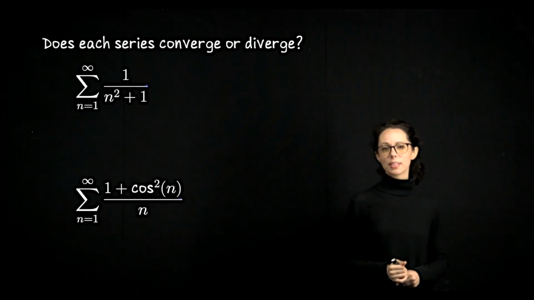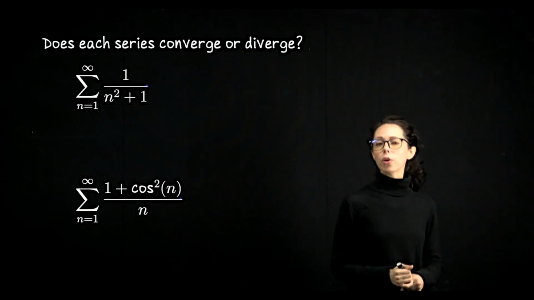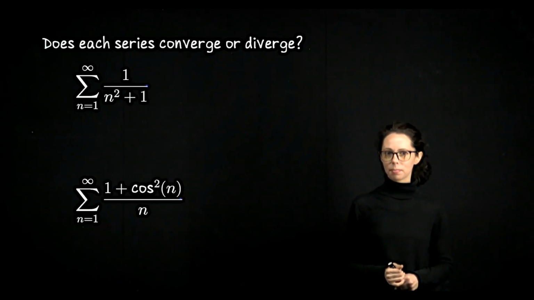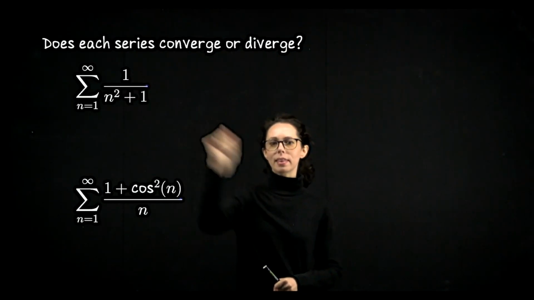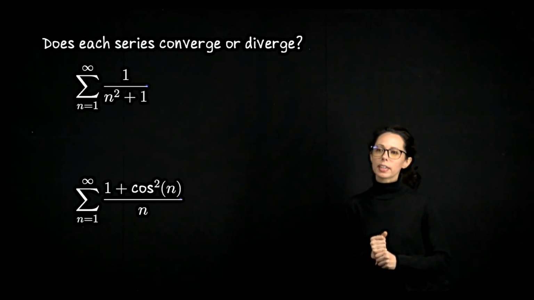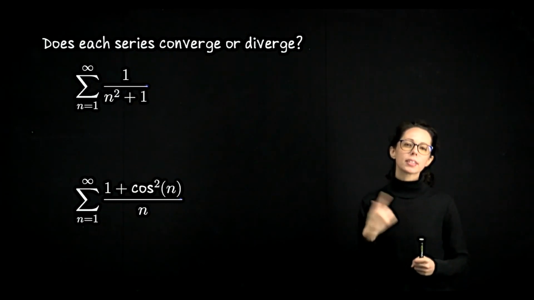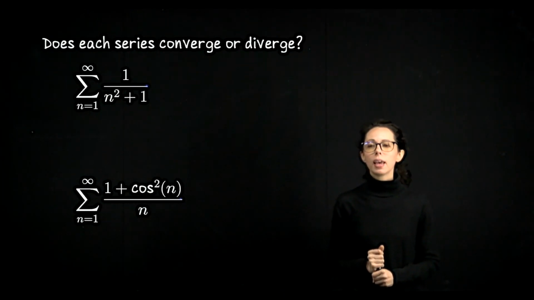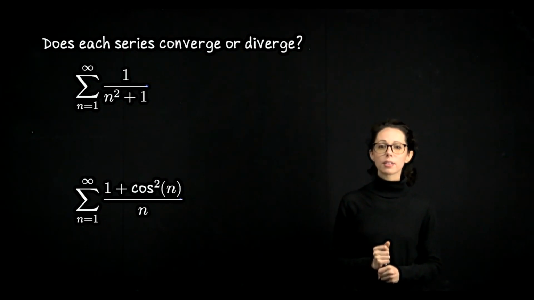Okay, let's start with the series of terms that look like 1 over n squared plus 1. Now, what you want to do when you look at something like this is say, does that remind me of a famous or recognizable series? For example, a geometric series or a P series. That's where my mind tries to go first. And 1 over n squared plus 1 looks a lot like the convergent P series 1 over n squared.